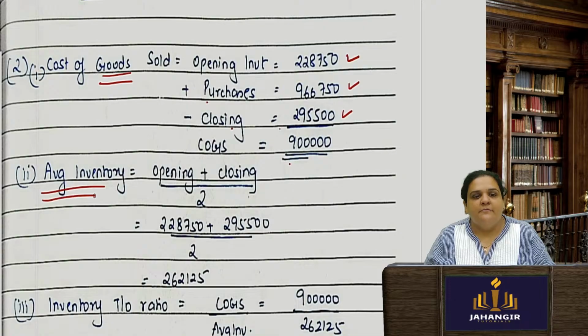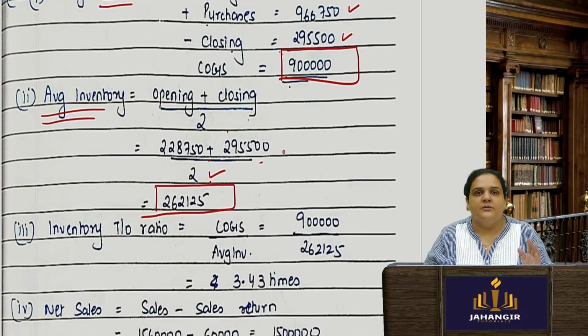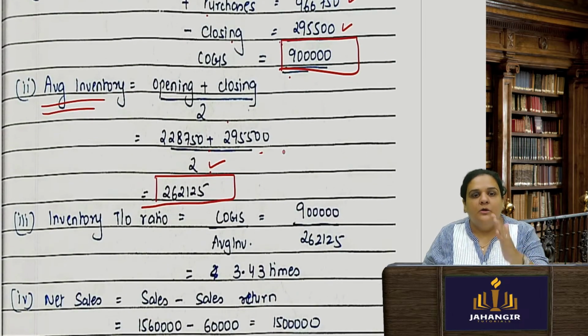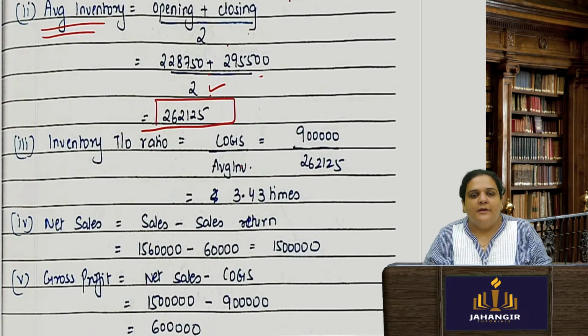Average inventory will be what? Opening plus closing upon 2. Opening is also given, closing is also given. Divide that by 2, I'll get average inventory. So, I have my COGS and I have my average inventory. So, inventory turnover ratio will be COGS upon average inventory. 3.43 times. Easy.